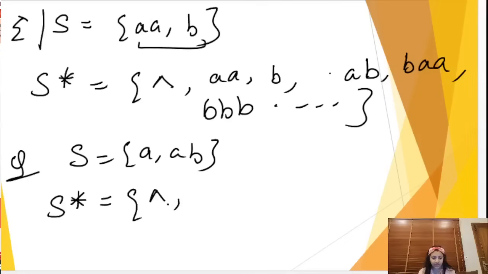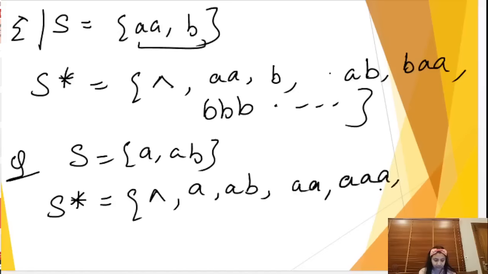It will consist of lambda. Then first it will consist of all the strings that are belonging to my original alphabet, that's A and AB. Now concatenation of all the strings that can be formed from these two strings taken in any particular order. So we can have AA, we can have AAA, we can have AAB, we can have 4 times A, and so on.